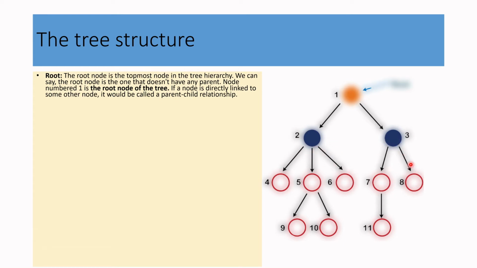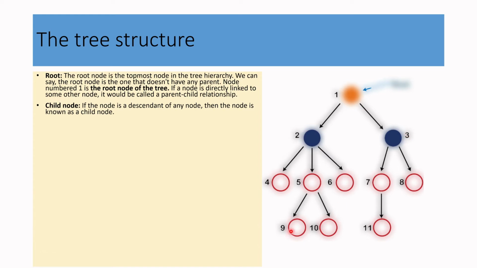Parent-child relationship. Okay, so now we have child node. Except the root node, every node is a child node of another. 2 is a child node of 1, 3 is a child of 1. So 2 and 3 we can say are children of 1. 4, 5, 6 are children of 2. 7, 8 are children of 3.